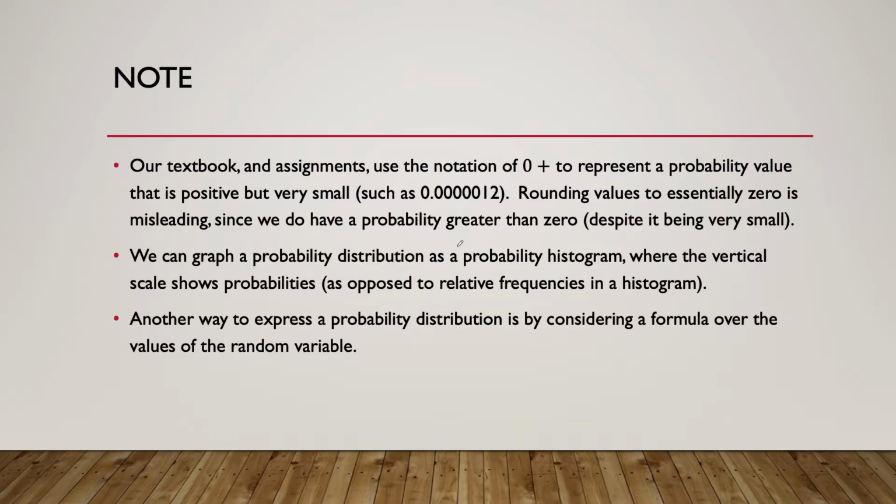We can graph a probability distribution as a probability histogram, where the vertical scale shows probabilities as opposed to relative frequencies in the histogram. And another way to express a probability distribution is by considering a formula over the values of the random variable.